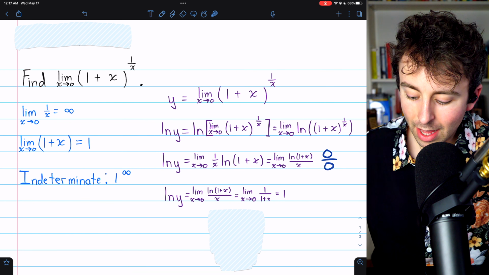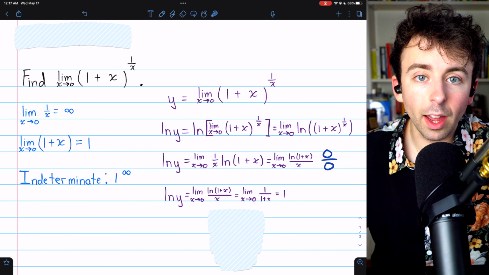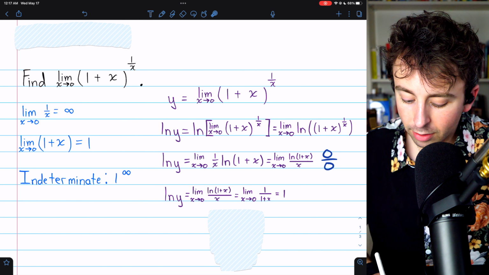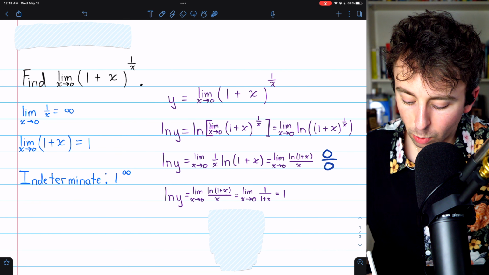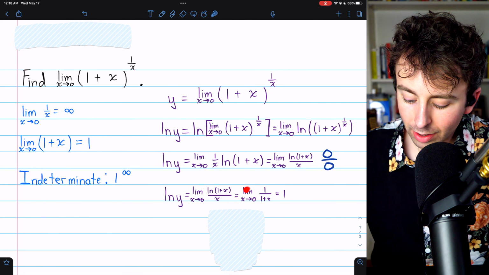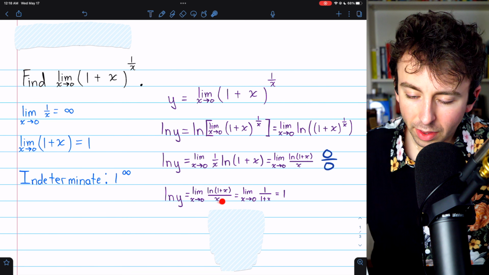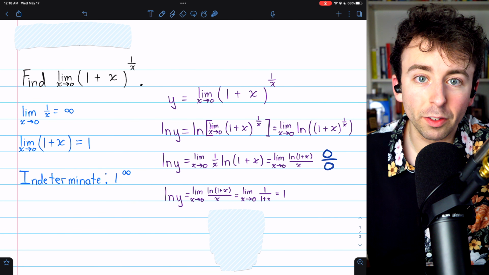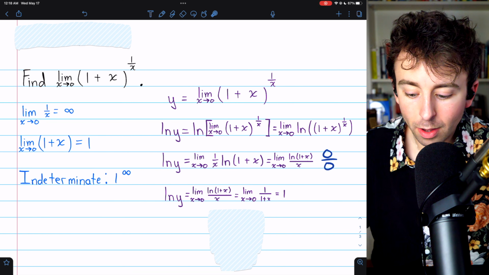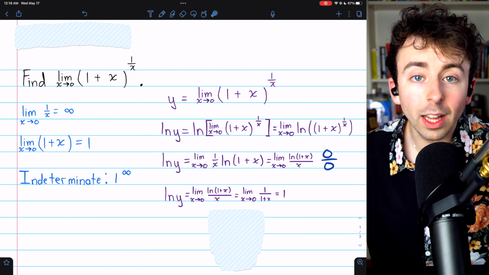L'Hopital's rule tells us that the limit of this fraction is going to equal the limit of the fraction of the derivatives of the numerator and denominator. So the natural log of y is going to be equal to this limit, but this, by L'Hopital's rule, is going to equal the limit of the ratio of their derivatives. Now, the derivative of the denominator is just 1, so we really don't have to write that. The derivative of the numerator is 1 over 1 plus x. So the limit of this must equal the limit of this by L'Hopital's rule.